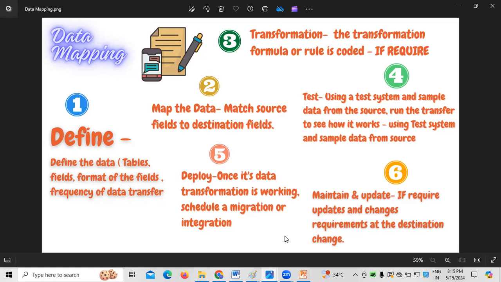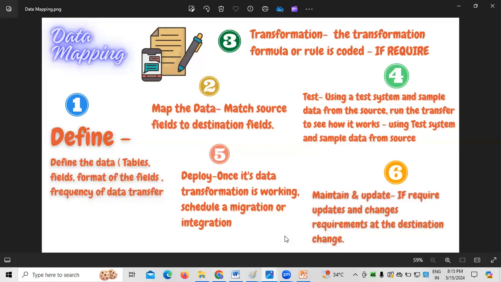First, we need to define the data. Normally, our example is healthcare data, am I right? So we have to take the data, whatever tables and fields we have. The frequency of data transfer has to be identified and defined first.